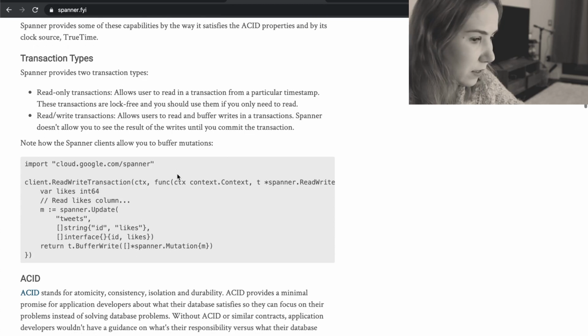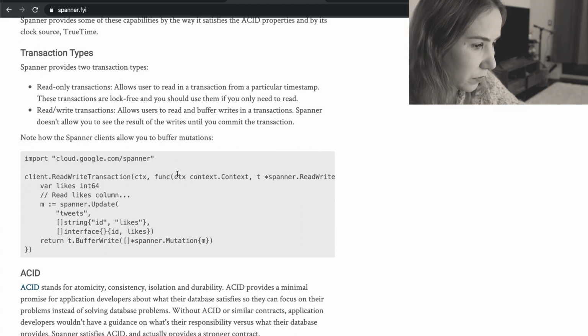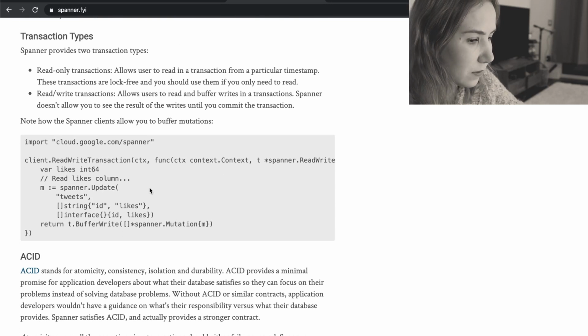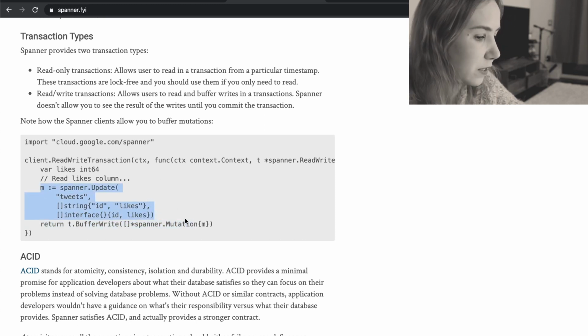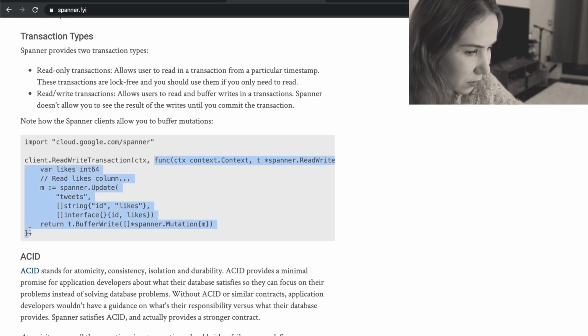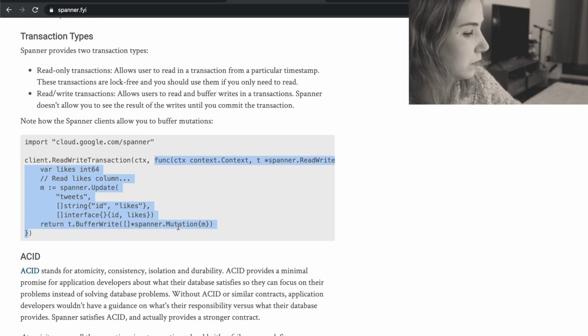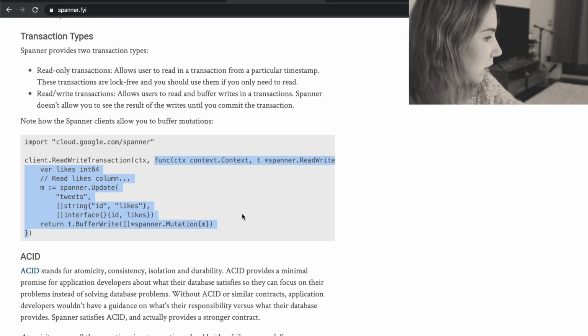Read-write transactions, on the other hand, allow you to buffer some writes. And here I have a snippet. You don't actually write in the transaction. You create a mutation, and then you buffer that mutation, and then when this block is executing, it will try to apply the mutation, and if it fails, it's going to fail the entire transaction. Otherwise, if all the writes succeed, the transaction is going to succeed.